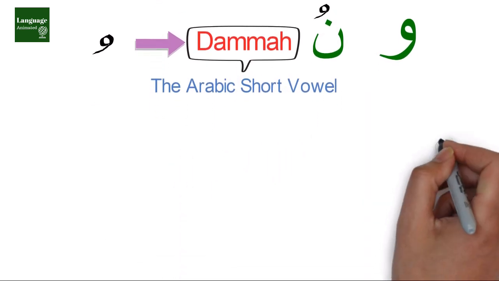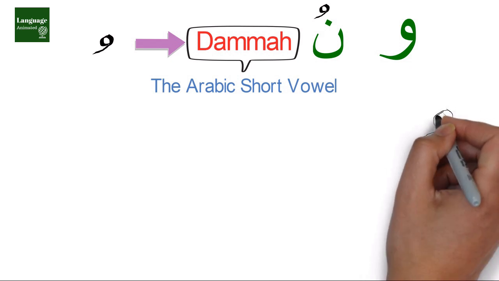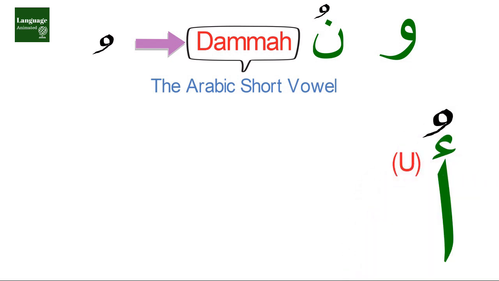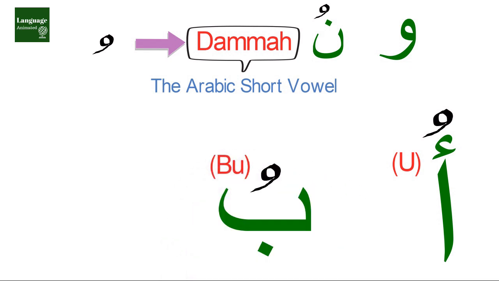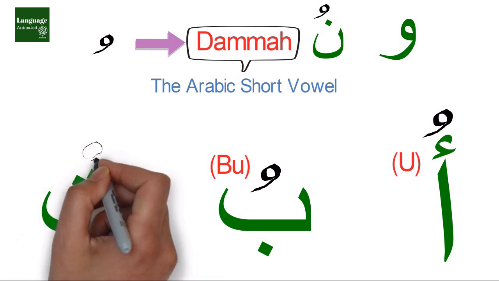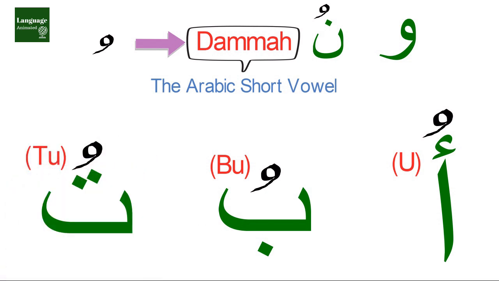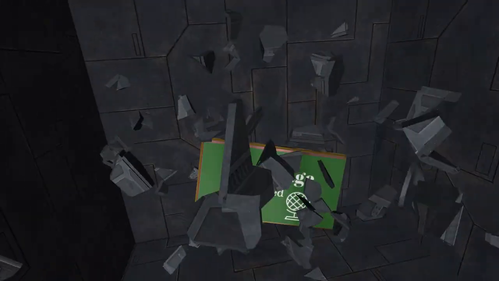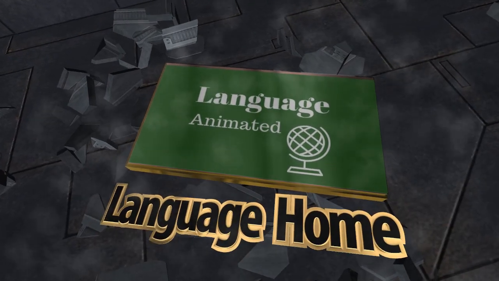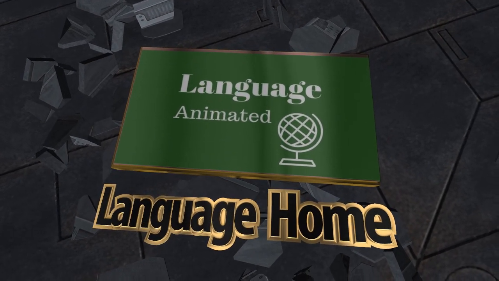So this is Dammah. If I use it with Alif, it will make the sound U. If I use it with Ba, it makes the Bu sound. And if I use it with Ta, it makes the Tu sound. So I hope you got the point, and now I will use it with the Arabic alphabets so that you will understand better. Let's start.